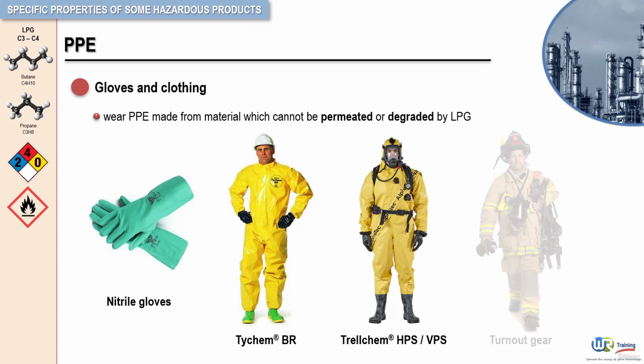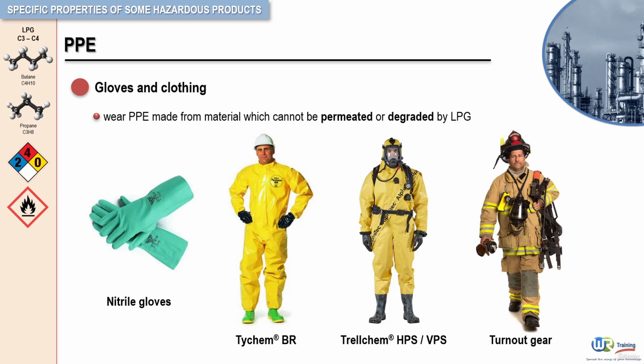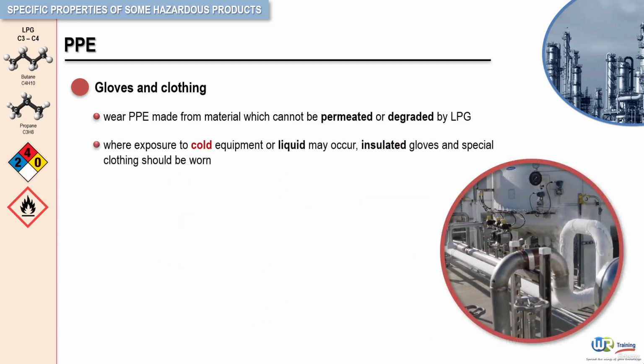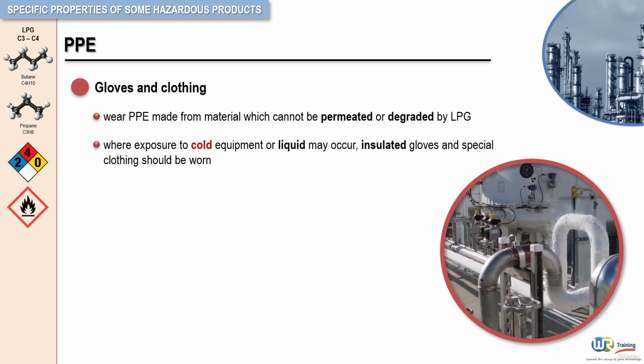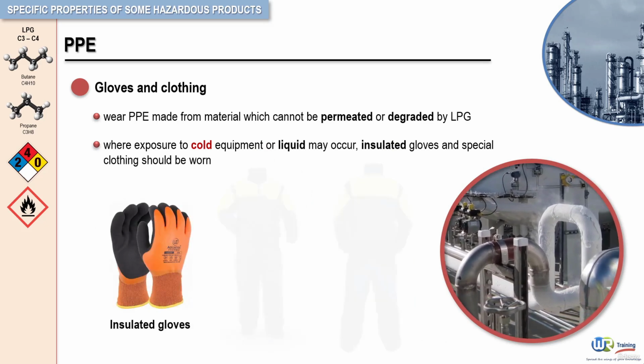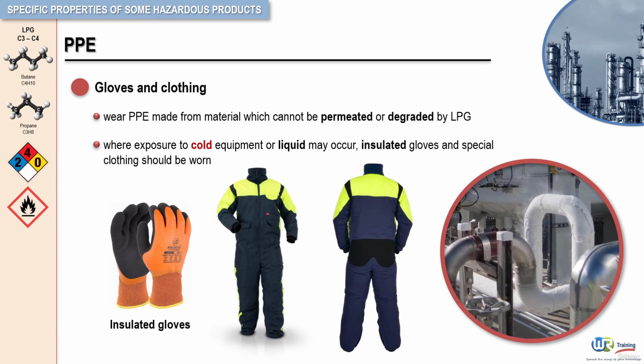You can use turnout gear or flash protection if ignition and/or fire is the greatest hazard. Now, when exposure to cold equipment, vapors, or liquid may occur, you should be provided with insulated gloves and special clothing designed to prevent the freezing of body tissues.